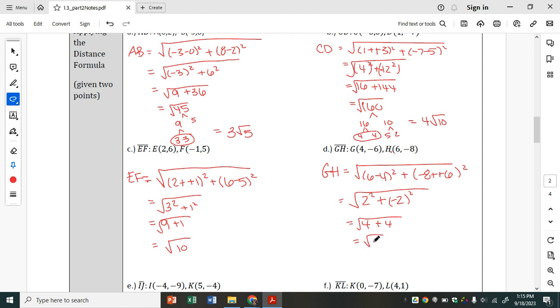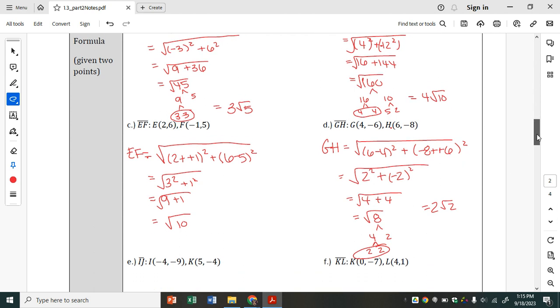That'll give me the square root of 8, which again we want to try to simplify, keep it in its simplest form. So I'm going to break it into 4 and 2, and then break down the 4 into 2's. We can pull out a pair of 2's, and our final answer here should be 2 square roots of 2. Okay, so that is our distance formula.